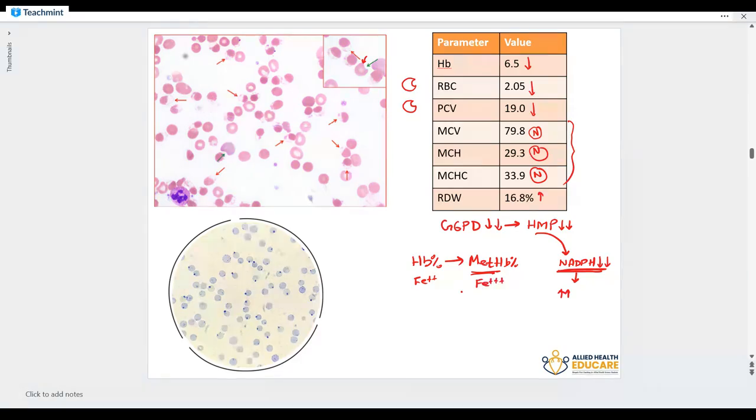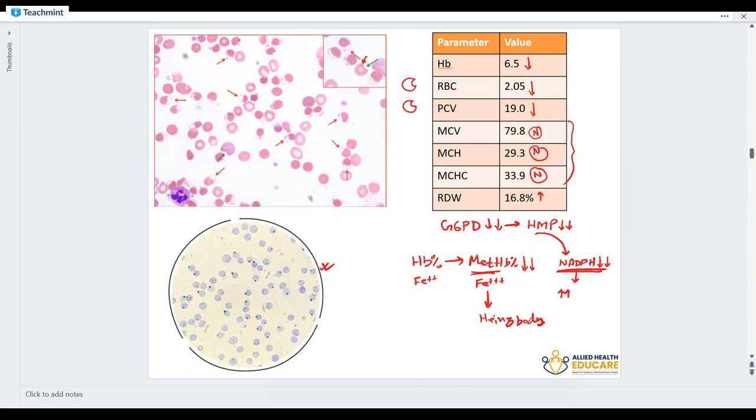So this methemoglobin is non-functional and it tends to deposit in the RBC. And this deposited methemoglobin is called Heinz body. Heinz body cannot be demonstrated by any kind of Romanowsky stain, Leishman stain, etc. This type of Heinz body can be demonstrated by supravital stain. Here in this picture, you can see the RBC contains Heinz body. So this Heinz body is an abnormal thing in our RBC.